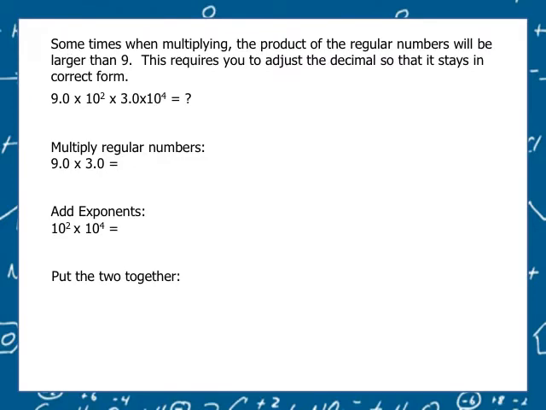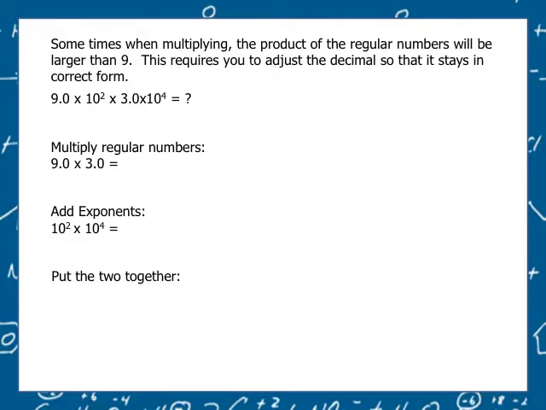All right, sometimes when you're multiplying, you will get numbers that are larger than 9. You'll have something bigger than 10. And remember, proper scientific notation tells you to be in the correct form, you can only have a 1 through 9 in front of that decimal. So we're going to have to move the decimal around. So let's look at this example.